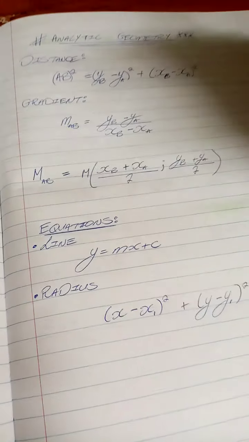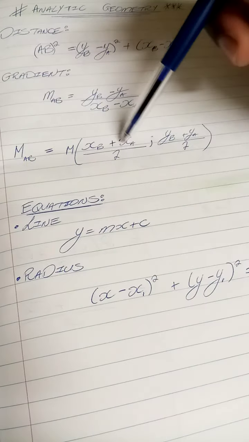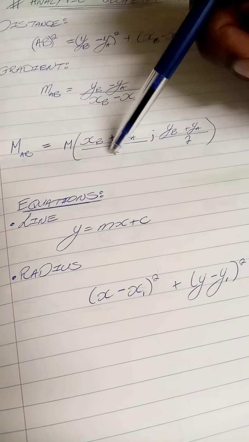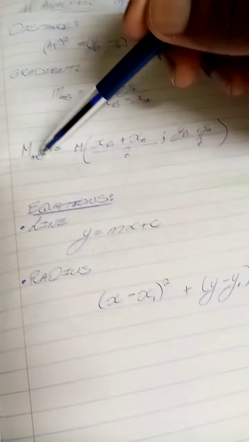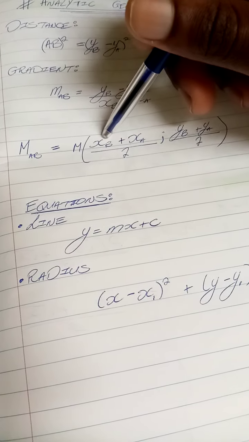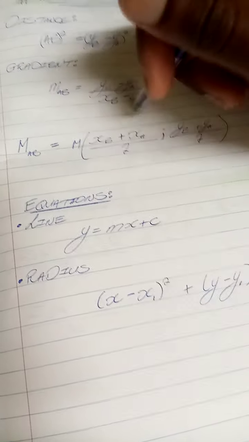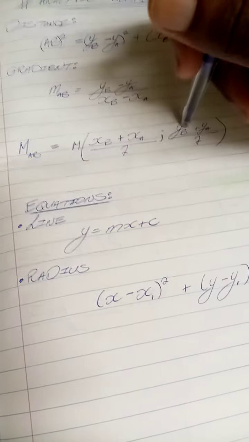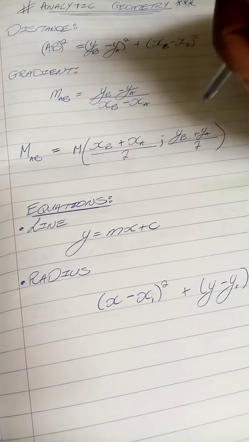Then the midpoint coordinates are like this. The midpoint of the line AB would be the x coordinate of B plus the x coordinate of A, over 2. Then the next coordinate is the y coordinate of B plus the y coordinate of A, over 2.